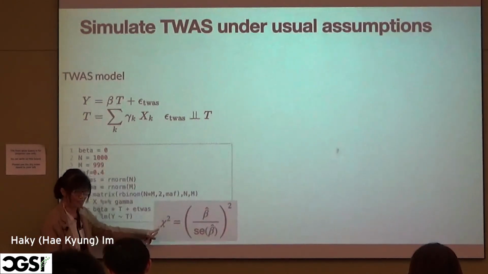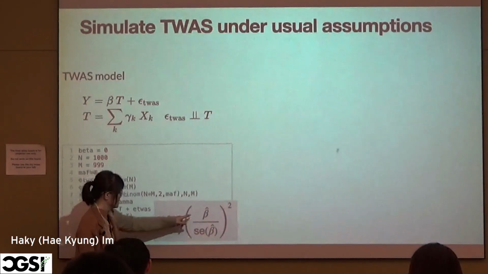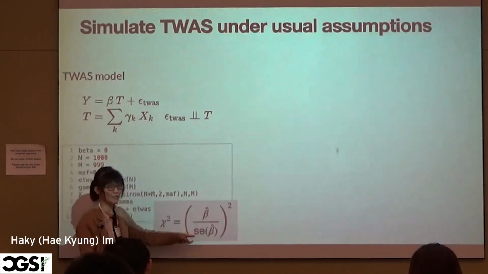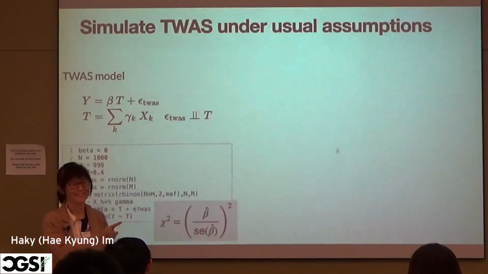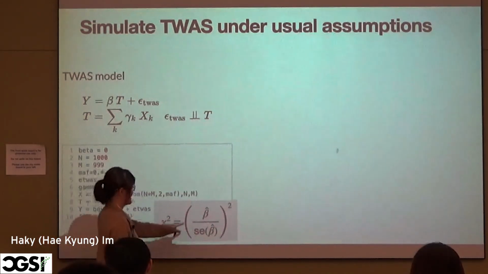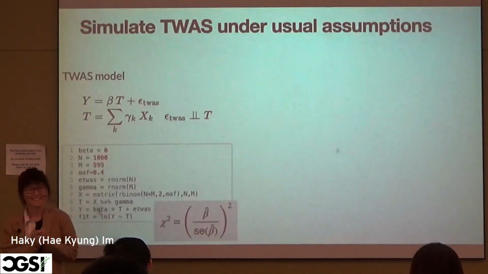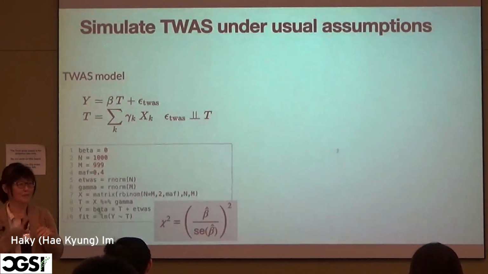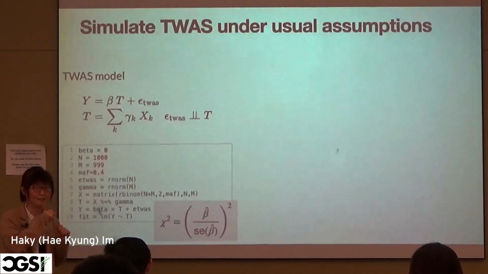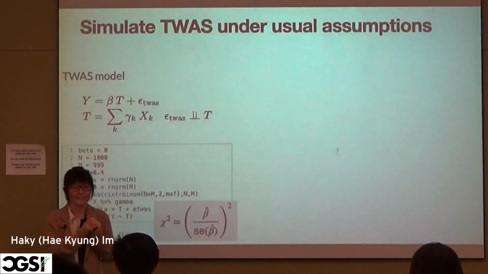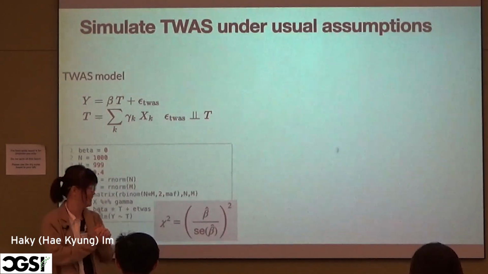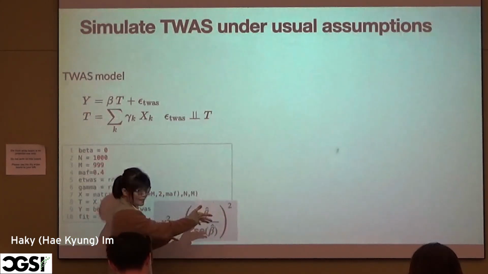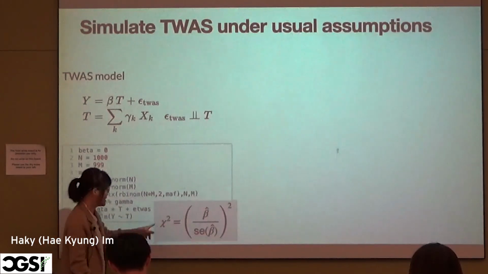When you run linear regression, the output will give you the estimated effect size and the standard error. If you take the ratio, what's that called? I'm testing you. Beta hat over standard error of beta hat. What's the asymptotic distribution of that? Standard normal, good job. Stickers for you. So it's asymptotically standard normal. You take that, you square it, and that gives you chi-square. So that's the chi-square statistic.